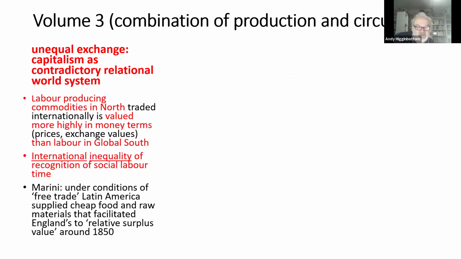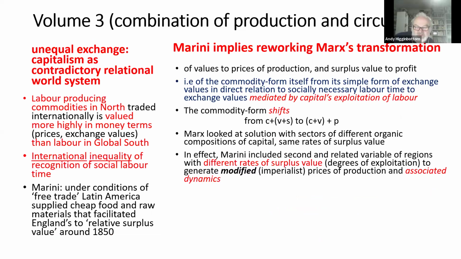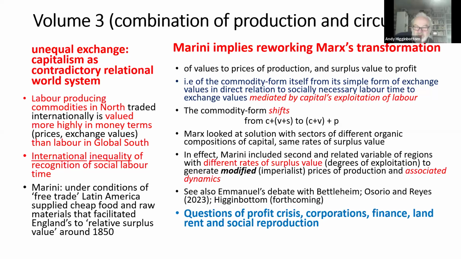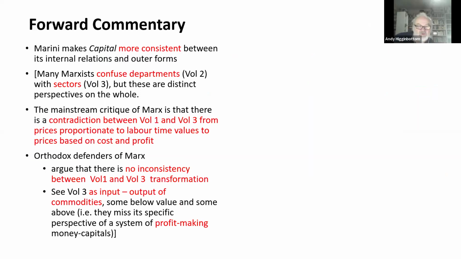Okay, I'm getting close to the end now. I just want to say Marini's contribution is really important in terms of implying a rethink and a reworking of Marx's transformation in volume three, based on different rates of surplus value. That's what that amounts to, and what is associated with that. And I won't spend much time on that. I'm just going to come on now to the concluding comments, right?